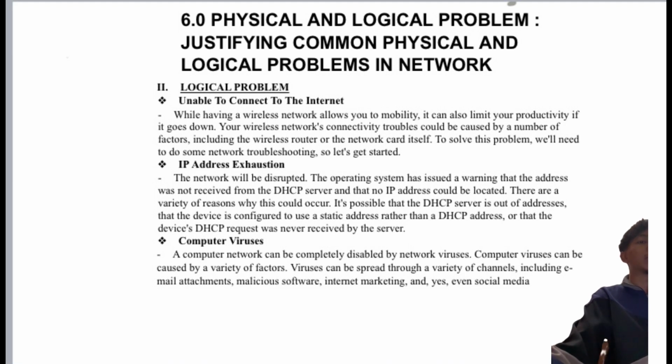Computer virus. A computer network can be completely disabled by a network virus. Computer viruses can be caused by a variety of factors. Viruses can be spread through a variety of channels, including email attachments, malicious software, internet marketing, and yes, even social media.